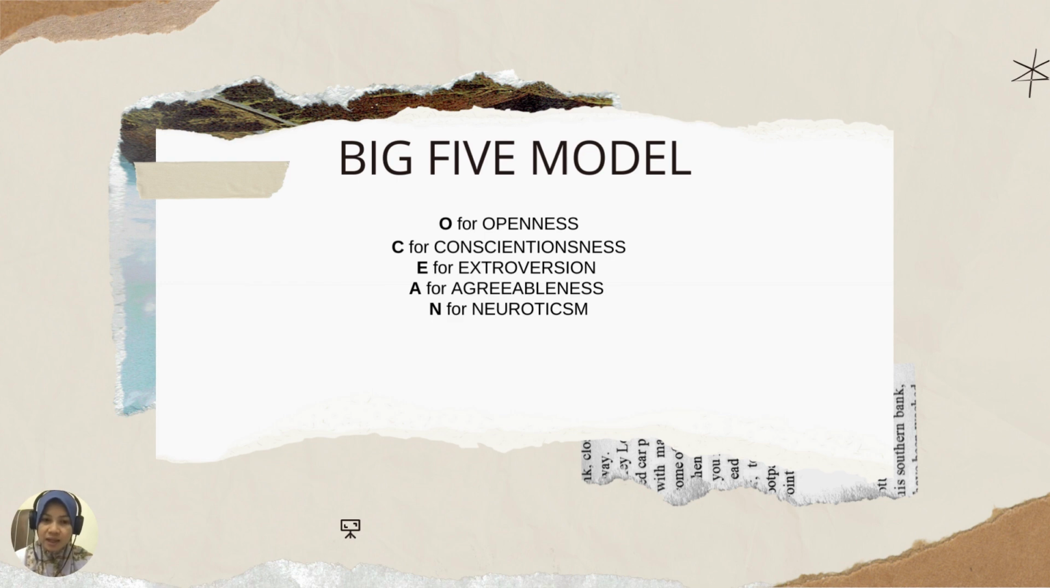And then lastly, N for neuroticism. Neuroticism is also sometimes called emotional stability. This dimension relates to one's emotional stability and degree of negative emotion. Individuals high in this trait tend to experience emotional instability, anxiety, moodiness, and sadness.